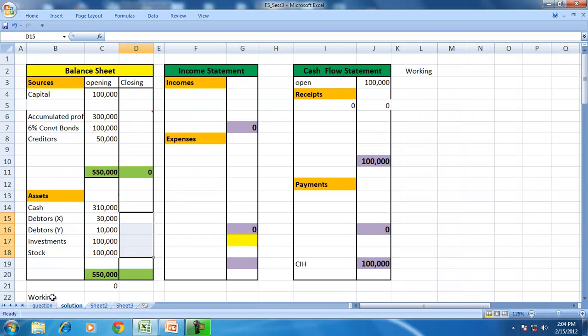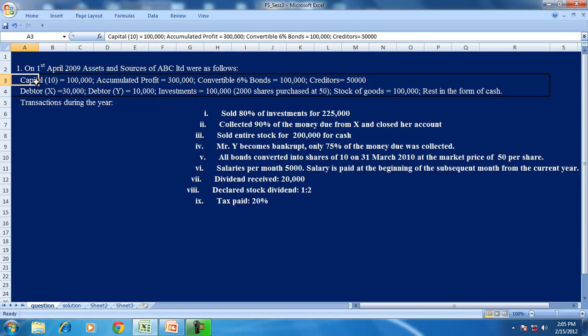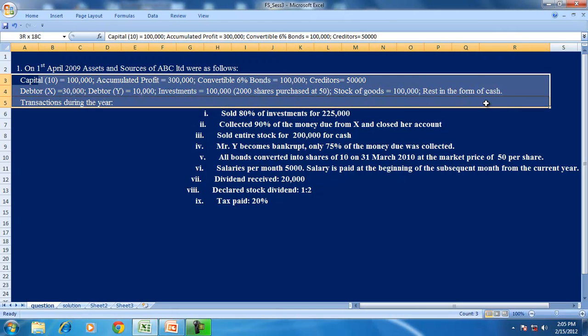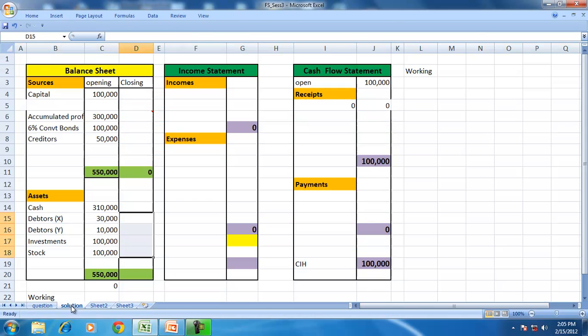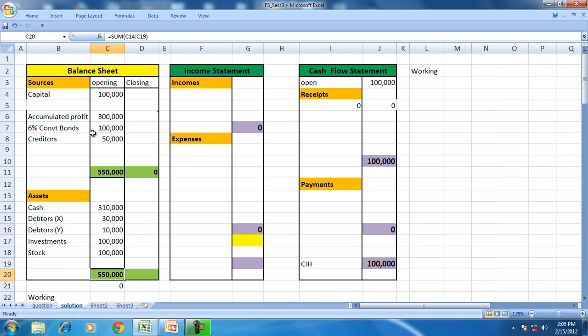So the transactions and the opening balance sheet information are given here. The opening balance sheet is showing assets worth 550,000 supported by or financed by capital, accumulated profits, convertible bonds and creditors, and the assets are in the form of debtors, investment, stock and cash.